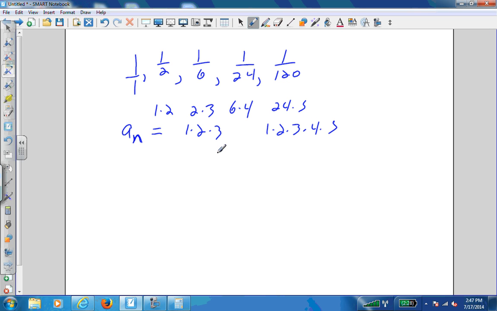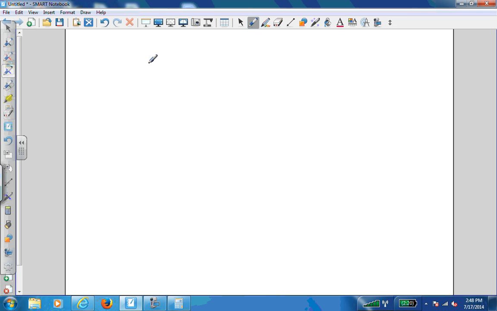So notice that the numerator is 1. The denominator, if this is the first term, the second one, the third one, the fourth one, the fifth one, this one is 5 factorial. This one is 4 factorial, 3 factorial, 2 factorial, and 1 factorial. So our sequence can be defined as 1 over n factorial. Let's look at another one.